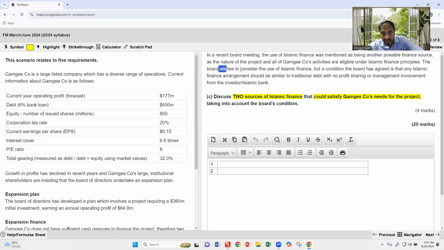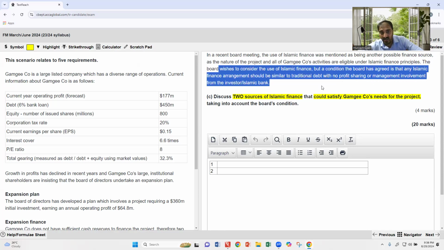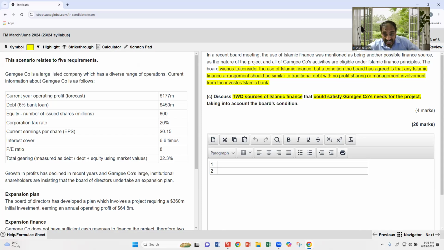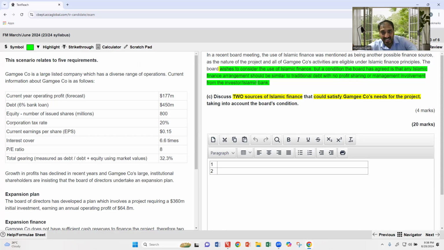The board wishes to consider the use of Islamic finance, but with a condition. The board has agreed that any Islamic finance arrangement should be similar to traditional debt, with no profit sharing or management involvement from the investor or Islamic bank. So this highlighted point is about the context.